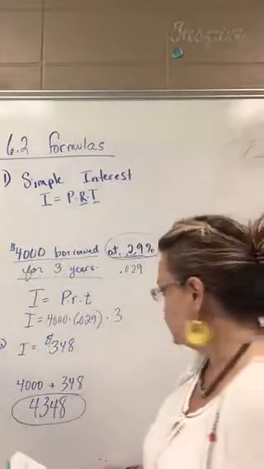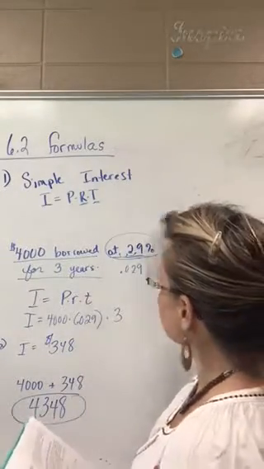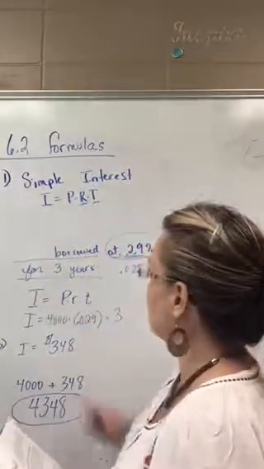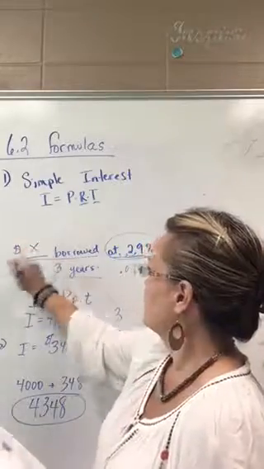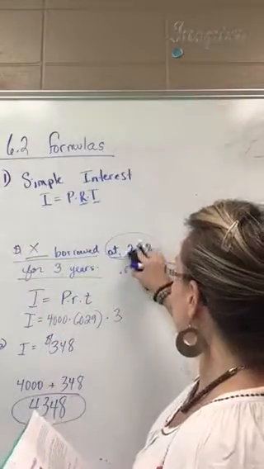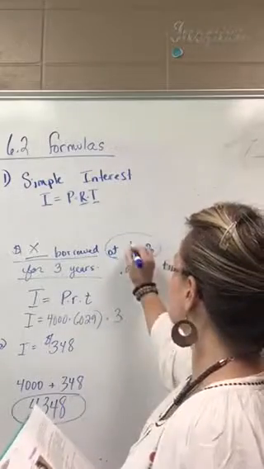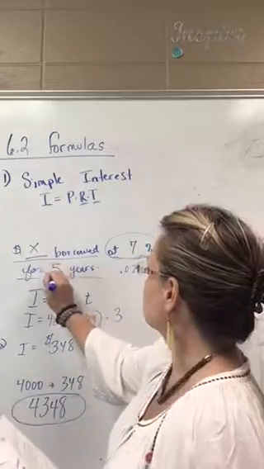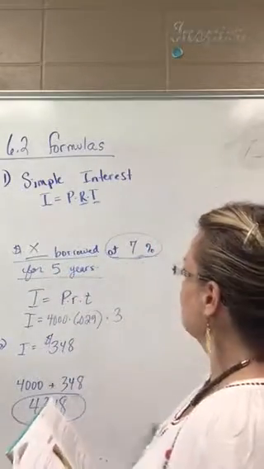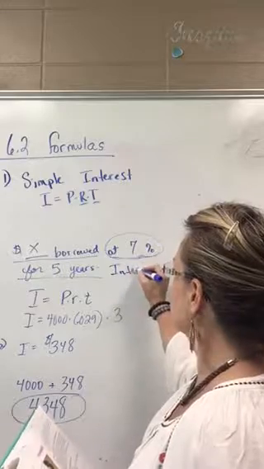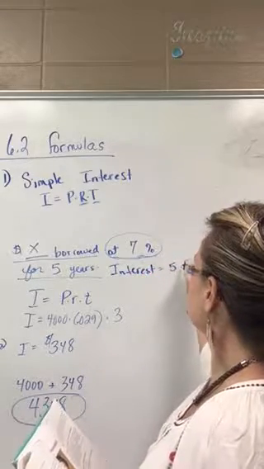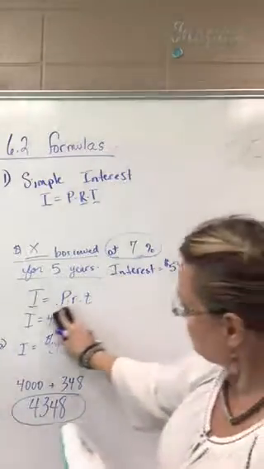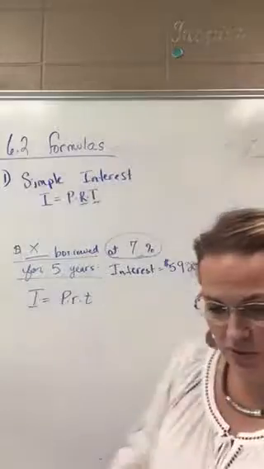All right, let's try that again. This time, let's leave out different parts. Same problem. Let's say we don't know how much money we borrowed. So that'll be our unknown. And let's borrow it at 7%. And for, let's do 5 years. You know, we could change these around anyway. And let's say the interest equals $592.